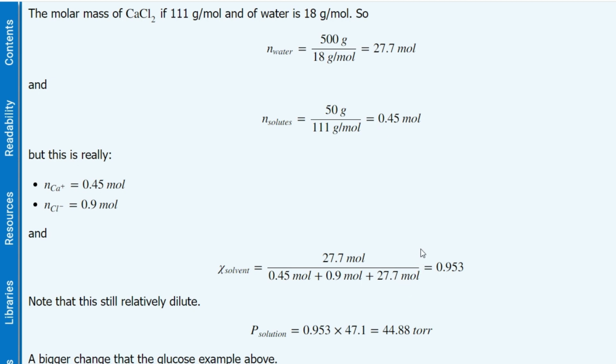All right, so again, baby steps: know the basic colligative properties, and then for dealing with electrolytes, boiling, freezing, and osmotic pressure are really straightforward. Vapor pressure lowering is a little more work.